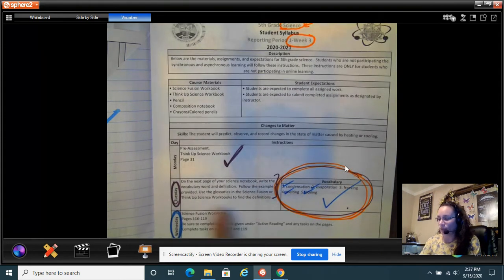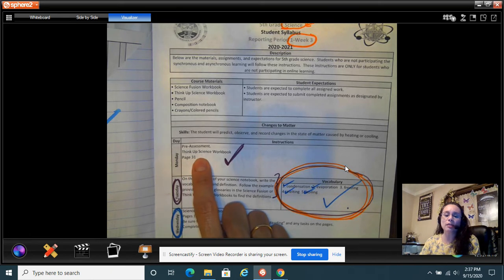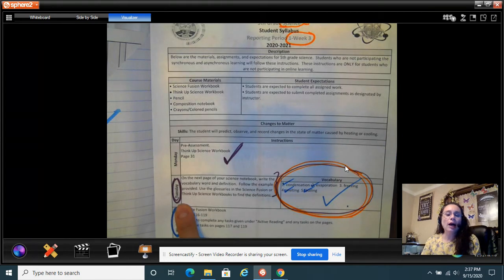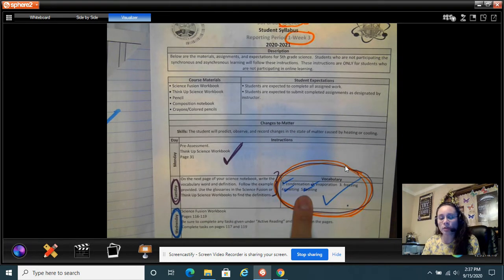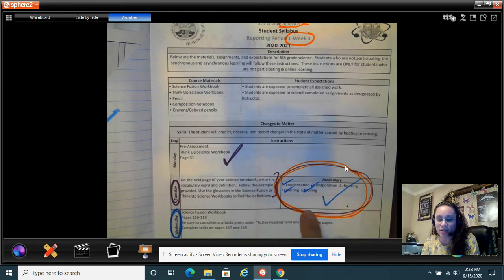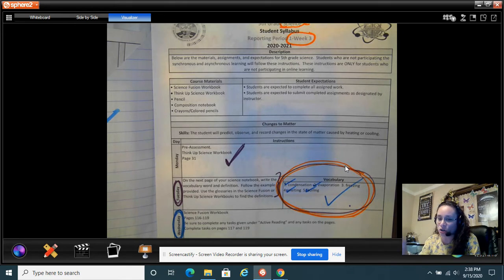So I'm going to look at Monday. Monday has pre-assessment in my Think Up Science workbook, page 31. Check. Tuesday, I have to write these vocabulary words in my science notebook, the vocabulary word and the definition. If you're online live with me, I go a little bit further by drawing pictures and showing you an example of how you can write these words in your notebook instead of just writing the word and the definition, and that's it. So we go a little bit beyond that if you're live with me. And this video will show you how much I go beyond what the syllabus says. But if you just have the words and the definition, you're on track.